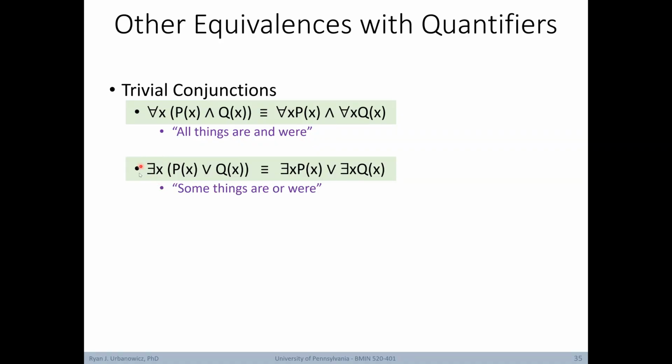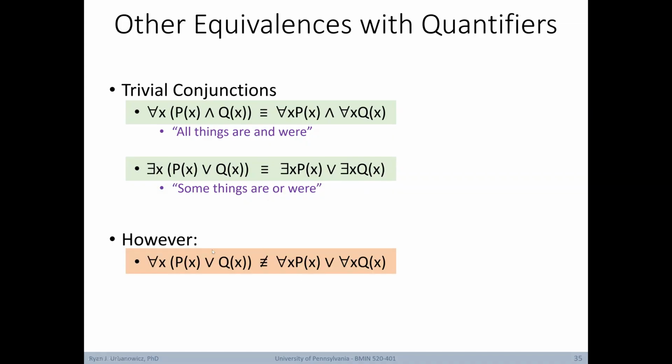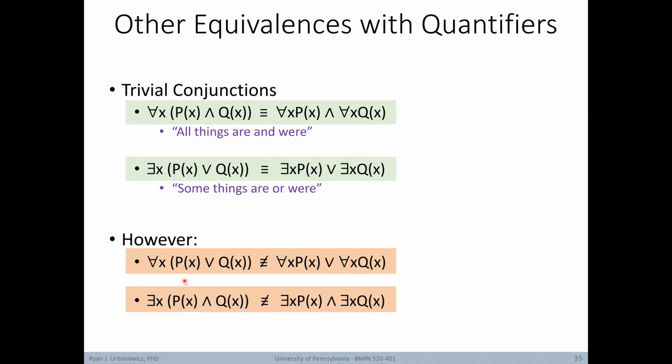In this example, we have an existential quantifier and the or symbol. Given this combination, we can do something similar, where the existential quantifier is now applied independently to either side of the or symbol. This expression could be translated as some things are or were. However, you can't do this if you have a universal quantifier and an or. Nor can you do this if you have an existential quantifier and an and.